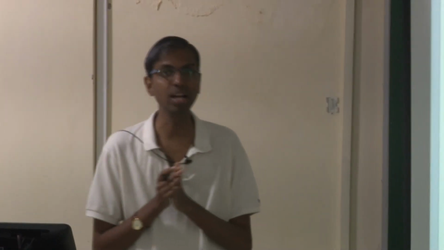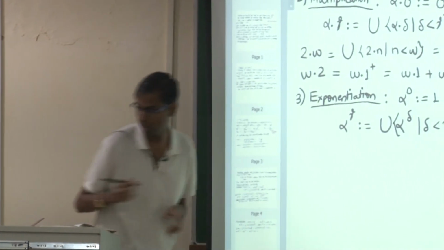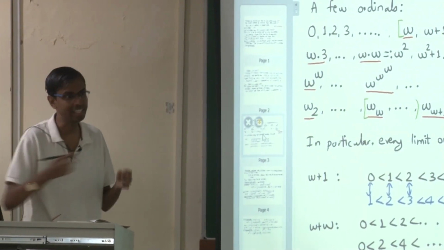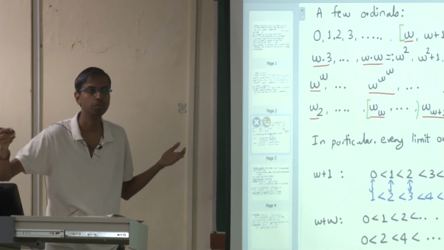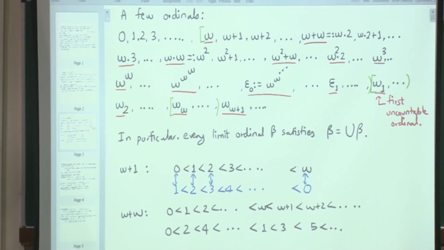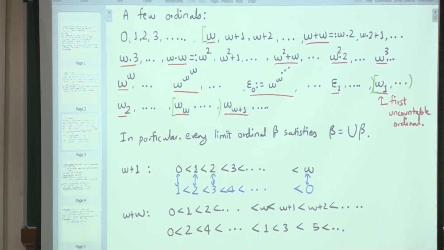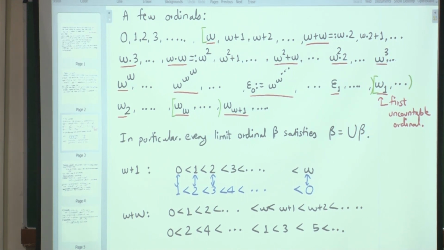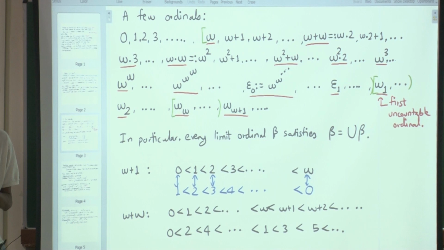Okay, one more property of ordinals. Look at this chain, it's an increasing infinite chain. Even if I want to just talk about omega plus 1, it contains 0, 1, 2 and so on, and then omega. So there are infinite ascending chains, infinite increasing chains. However, the way we have defined ordinals as transitive and well-ordered sets, the well-ordered property ensures that there is no infinite decreasing chain.